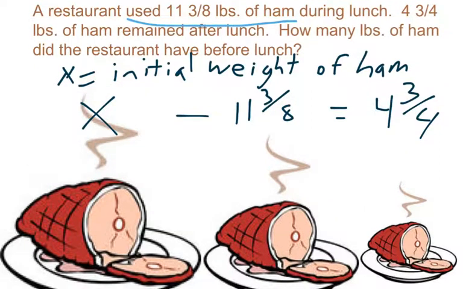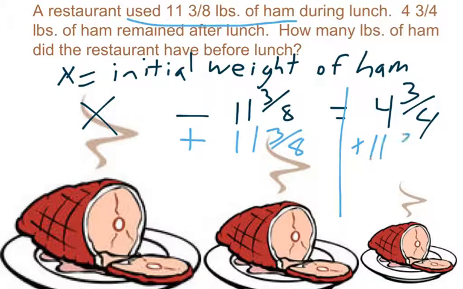And now to solve this, the inverse of subtraction is addition. So we're going to add 11 3/8 to both sides. These are going to cancel because that's 0, and we're left with x equals something. Let's find out what that something is.